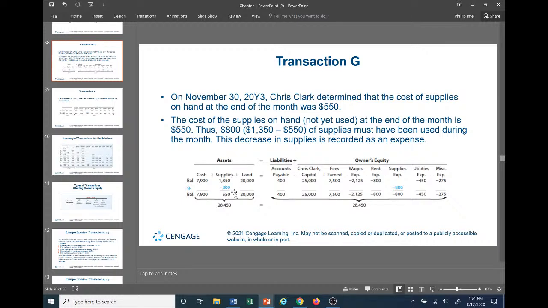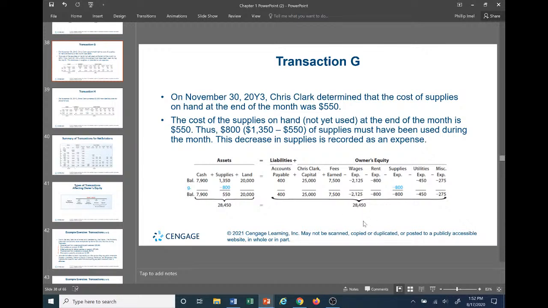So if we're reducing the supplies on hand here, obviously we've used that, because remember, any supplies or assets used up in order to create a revenue or produce revenue is going to be treated as what? As an expense. So it's saying here the decrease in supplies is recorded as an expense because we've consumed or used these supplies. So assets are decreasing. At the same time, supplies expense, which is going to directly reduce owner's equity by $800. It's going to reduce it by $800. Therefore, keeping our accounting equation of assets equals liabilities plus owner's equity completely intact and in balance at $28,450.